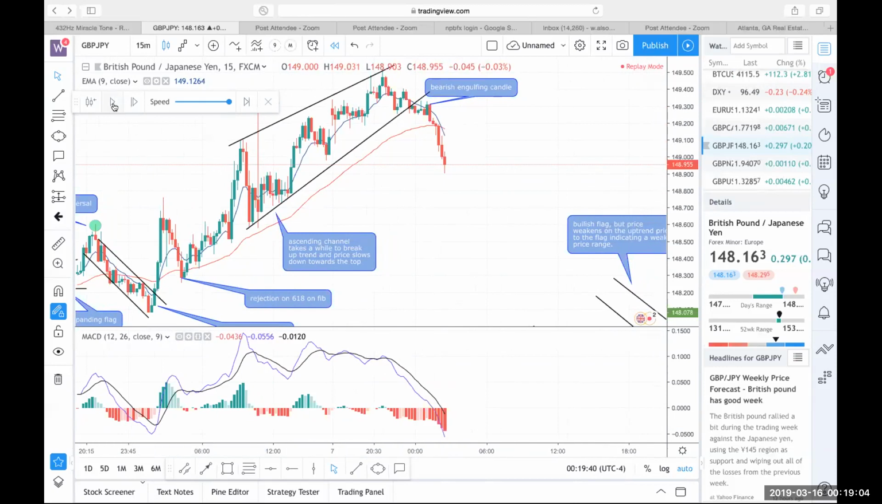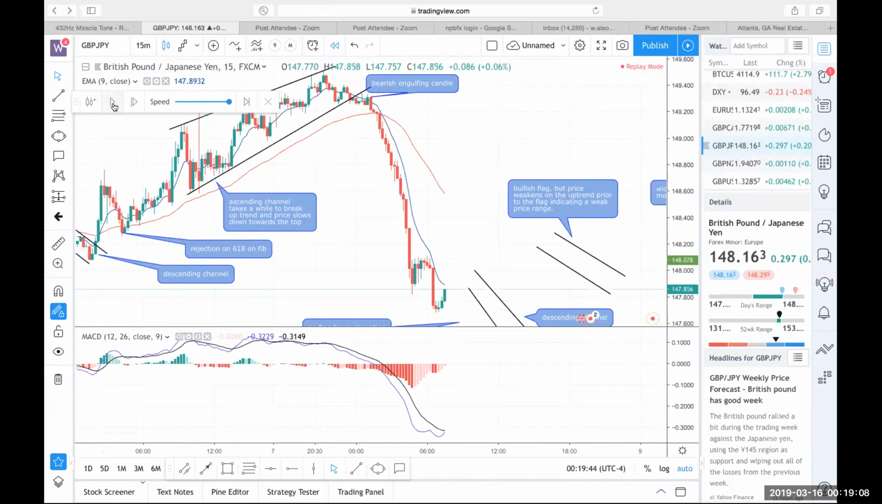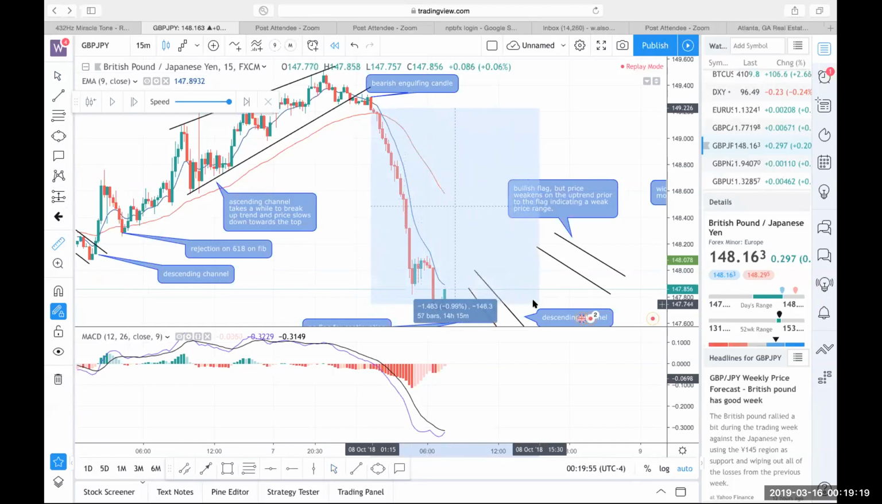I'm going to press play and I'm going to measure this. Okay. So, with those confirmations, say you get in after this candle just to be safe. That's crazy. So 100, yeah, 150 in about 6 hours. I think that's pretty good.